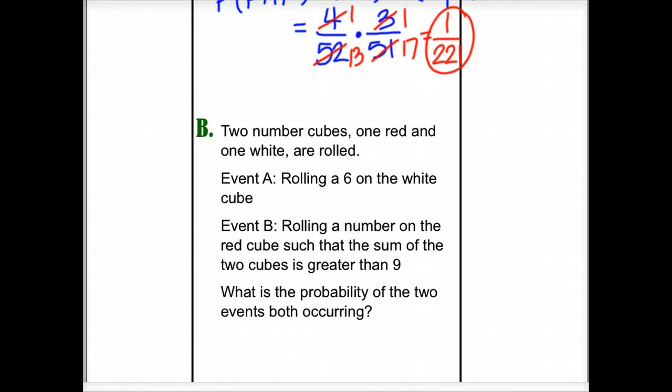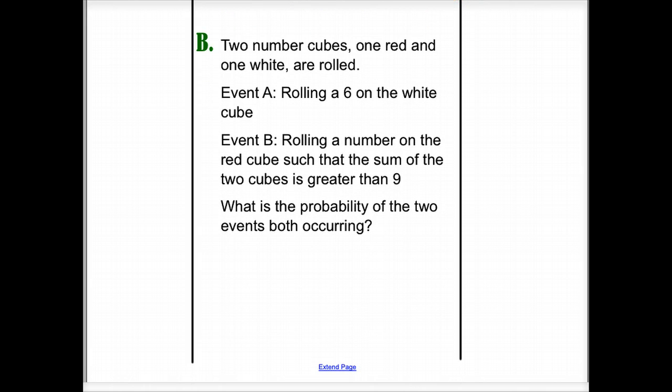For the second one, we have here the 2 number cubes, one's red and one's white, being rolled. And event A is rolling a 6 on the white cube. Event B is rolling a number on the red cube such that the sum of the 2 cubes is greater than 9. What is the probability of both events occurring? I want you to go ahead, solve this, do your best job with it, enter what you think is the probability into Edpuzzle, and then we can continue to see how we did.